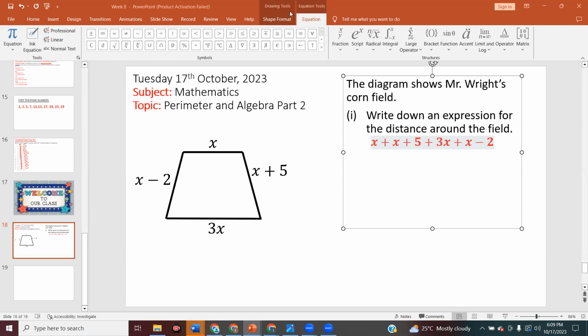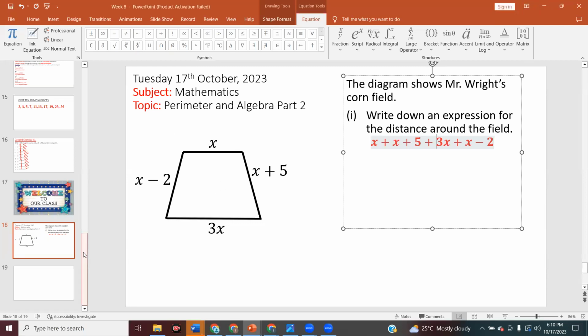So again, for those who might have missed it, we do x, then we do x plus 5, then we do 3x, and then we do x minus 2. That's what we have here. And that's how we got this.